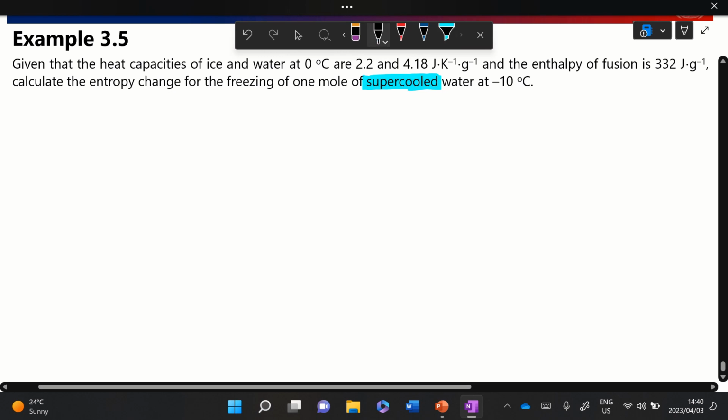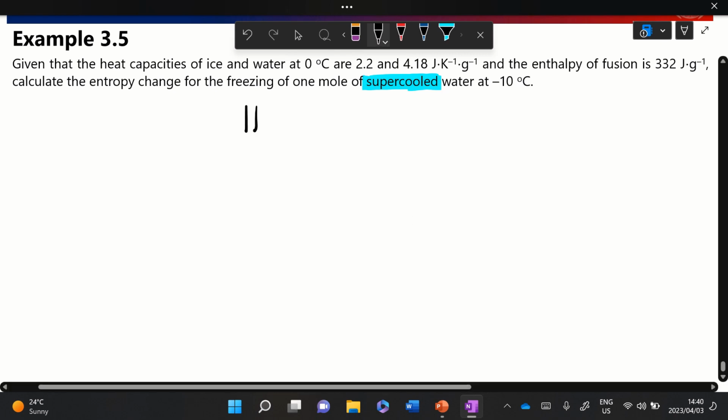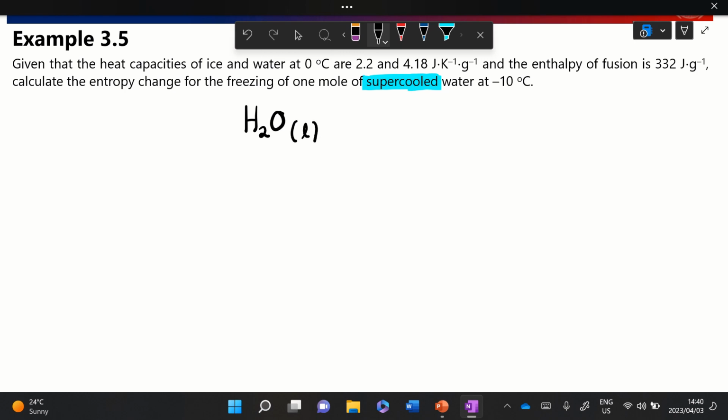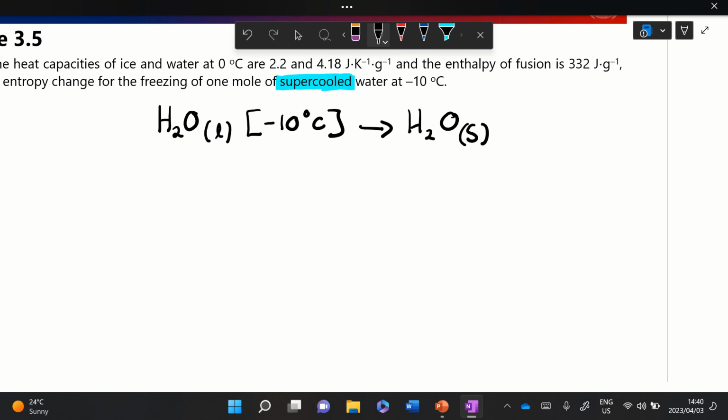So what are we looking at? If we were to write it in equation form, essentially we're looking at water in its liquid form at, let's put it in brackets, minus 10 degrees Celsius, going to water in its solid form at minus 10 degrees Celsius. And we're interested in calculating delta S for this process.